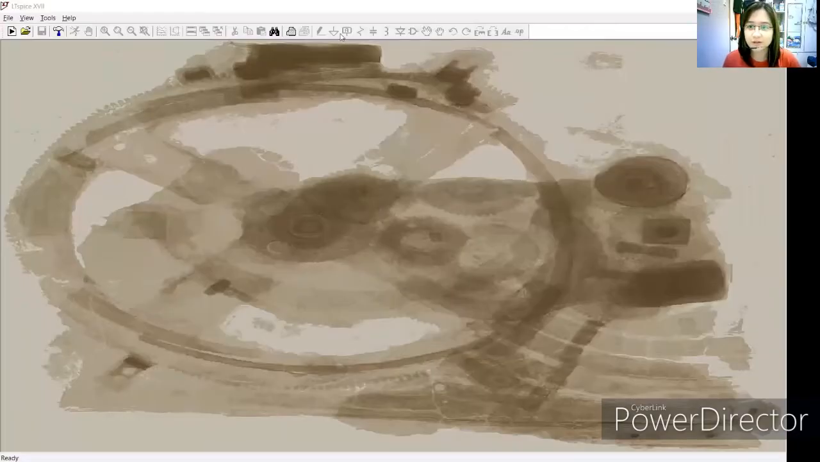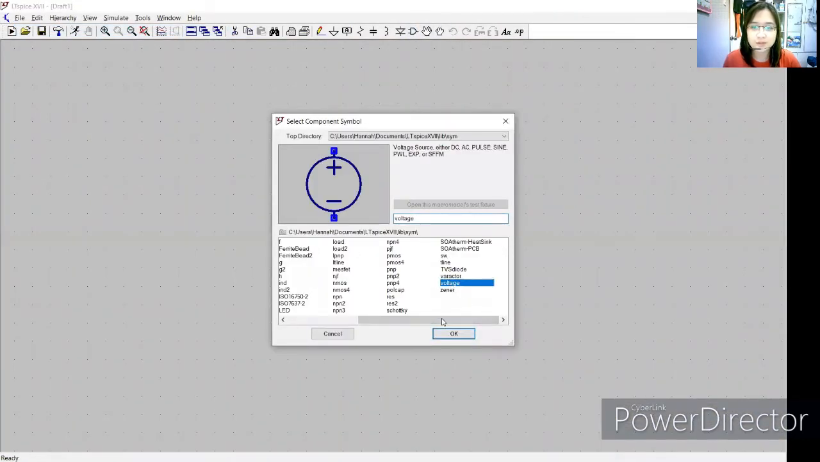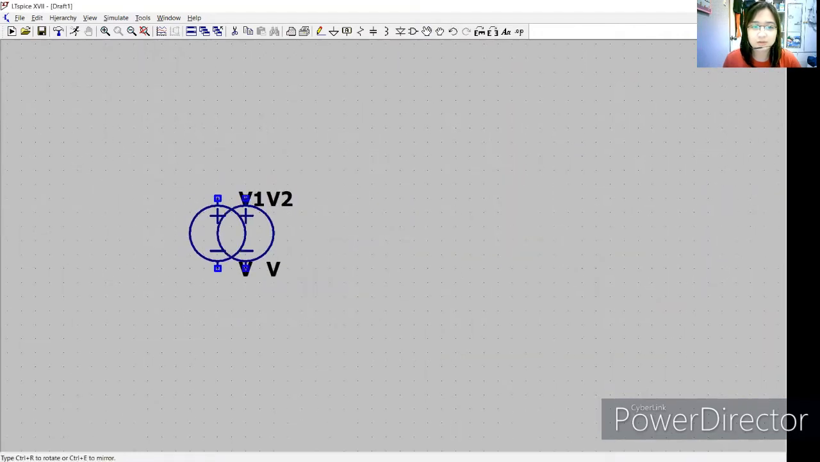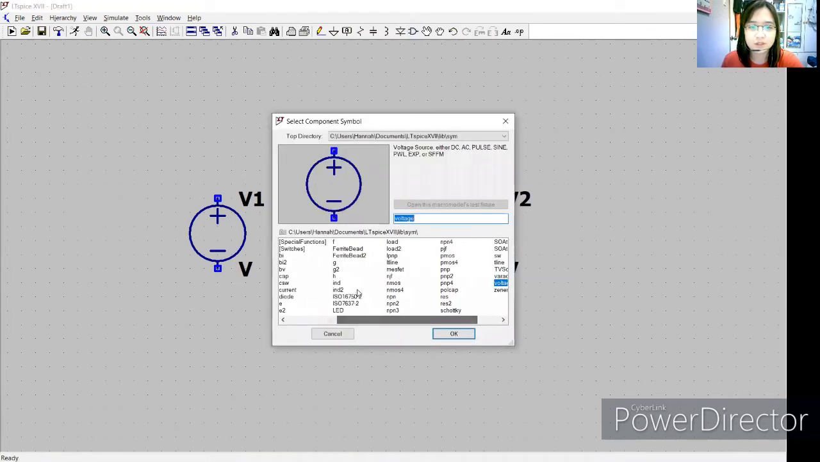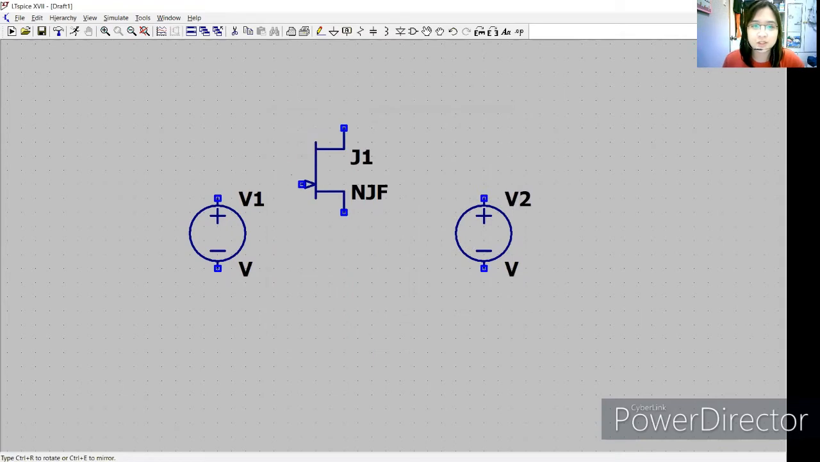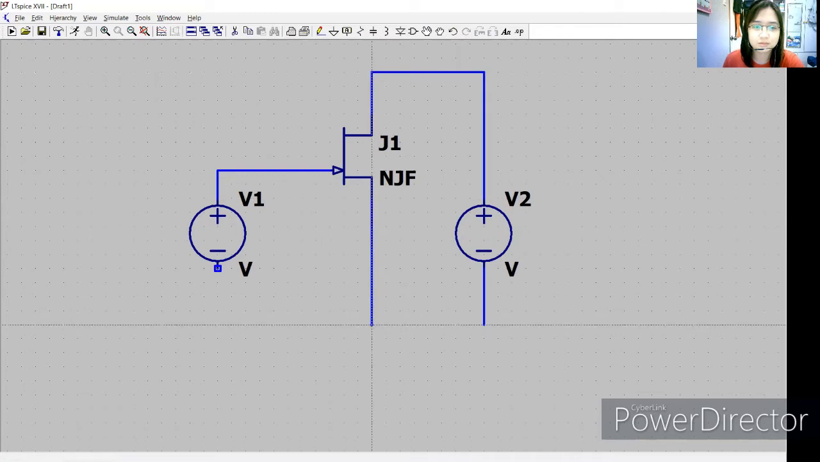So today we're gonna do the figure 1 simulation. You're gonna need components: two voltages, V1 and V2. Then we're gonna add the NJF, or also called the N-channel JFET. And we'll connect the components. Then we'll add the ground.